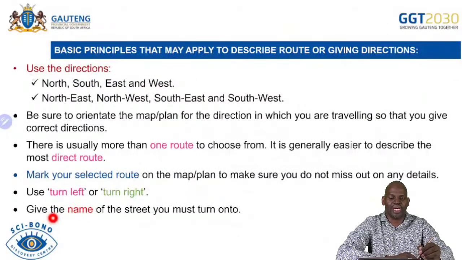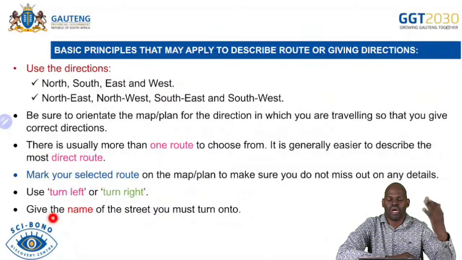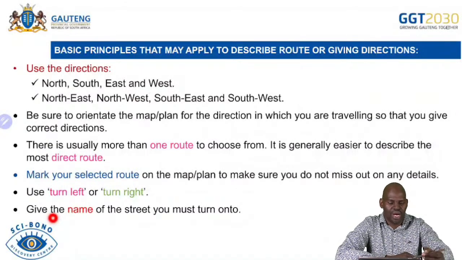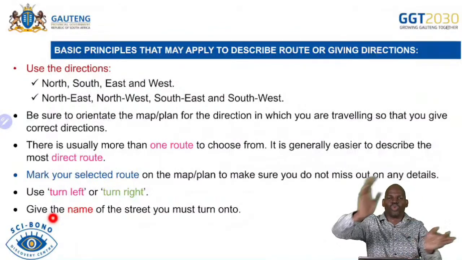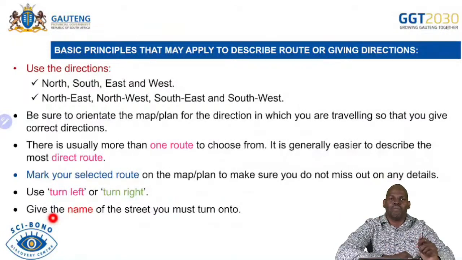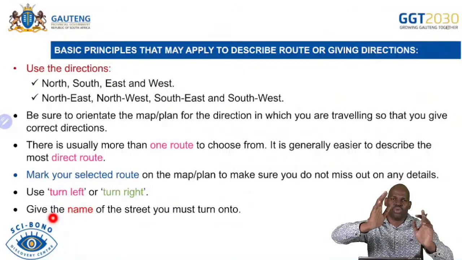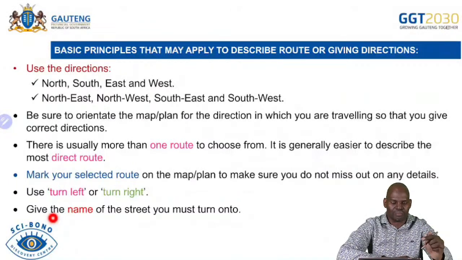As I indicated, you can also use north, south, east, west, and so on. So that means you can say 10 to the north, or 10 to the east, 10 to the south, or 10 to the west. The same thing with northeast, northwest, southeast, and southwest. Then the next one is you must be sure to orientate the map for the direction in which you are traveling so that you give the correct direction. Orientate simply means if the arrow of north is facing, let's say for instance down, you must be able to turn it around and make sure that it faces up, so that you'll be able to complete your compass direction.